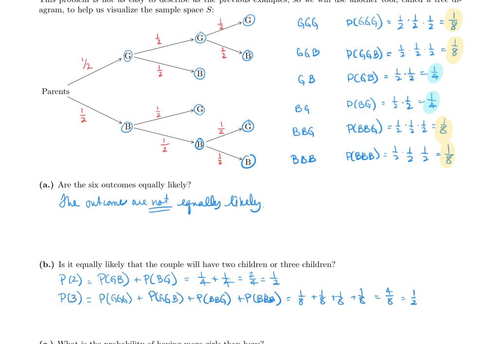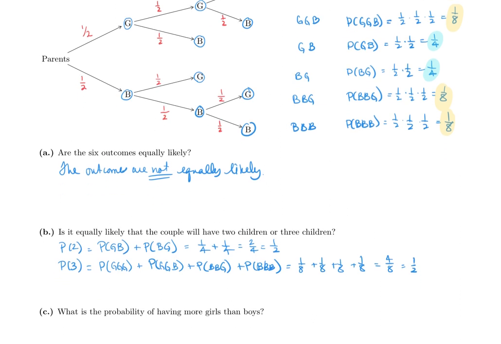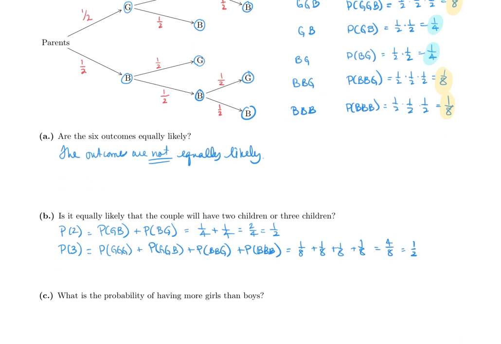So interestingly, they do have an equally likely outcome for 2 versus 3 children. So the couple is equally likely to have 2 or 3 children. Isn't that interesting?